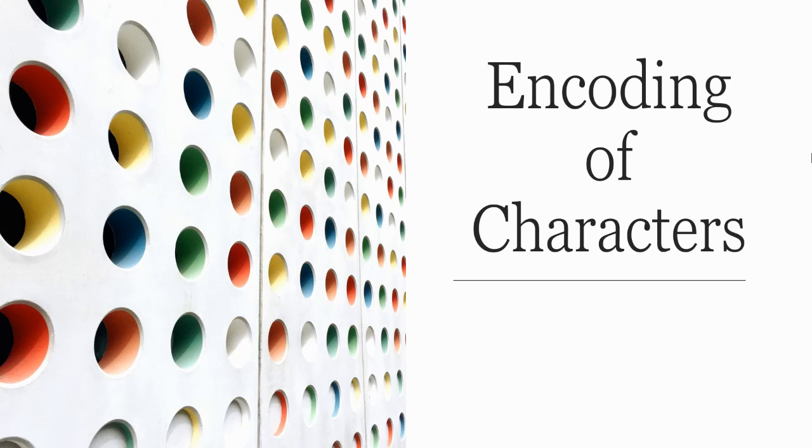computer. Basically, two types of encoding schemes are used in computers to encode the characters. We will talk about these two types in the following slides. The first type is ASCII code. ASCII stands for American Standard Code for Information Interchange. It uses 7 bits of code for representing each character.